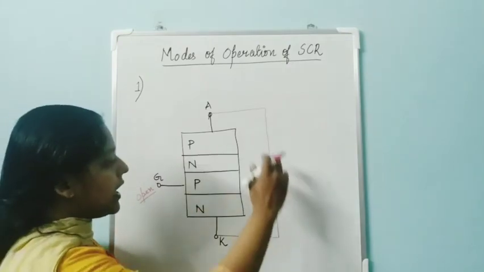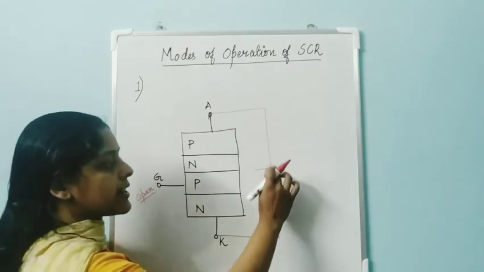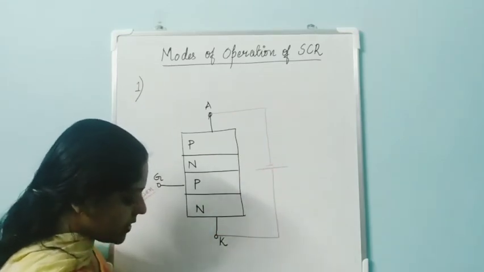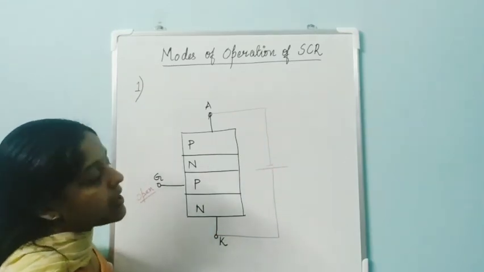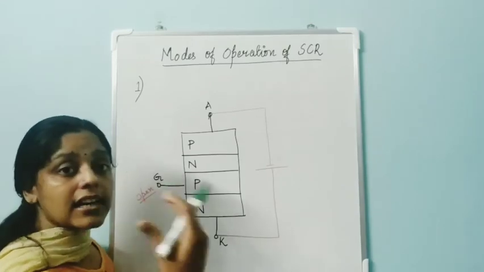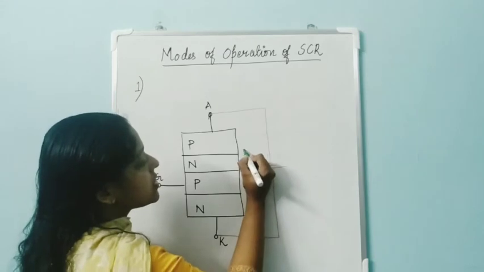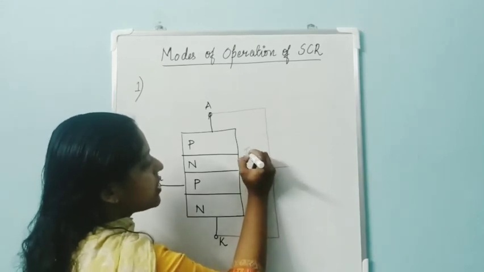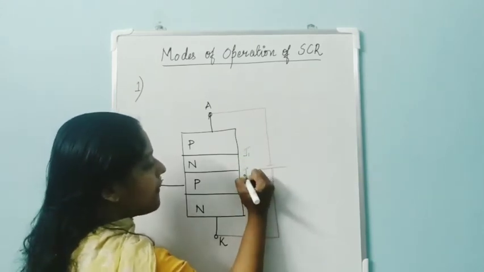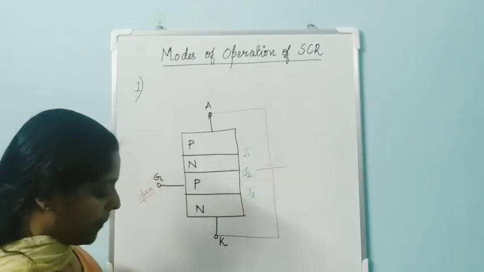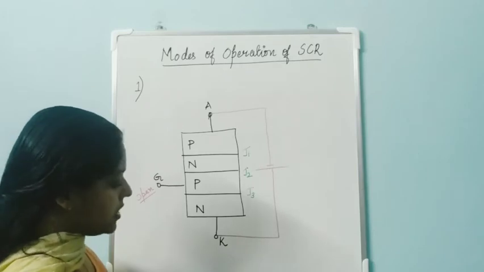So in this particular mode, the anode is connected to the negative terminal of the battery, and the cathode is connected to the positive terminal of the battery. Now we will analyze the working at every junction. Which are the three junctions? The three junctions are junction J1, junction J2, and junction J3. We have these different junctions.